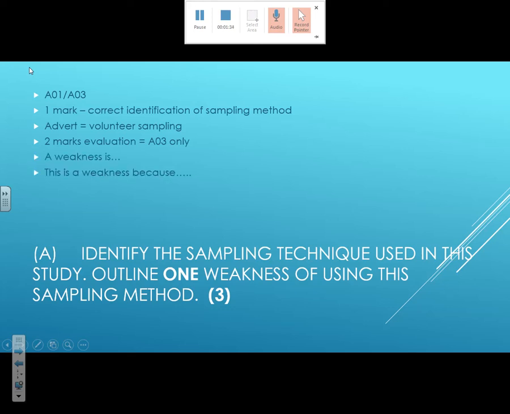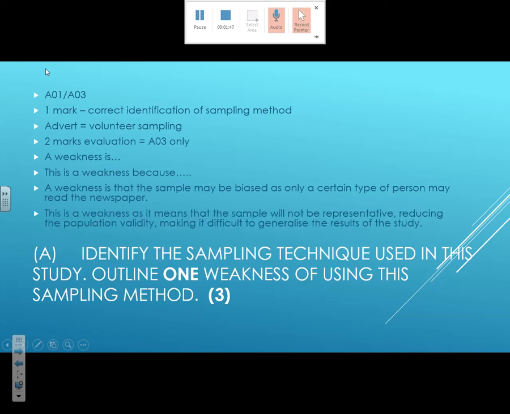So you'd say a weakness is, this is a weakness because. So a weakness is the sample may be biased, as only a certain type of person may read the newspaper that the person's advertised in. So think about that continuum we've looked at in class. And then this is a weakness as it means that the sample will not be representative, reducing the population validity, making it difficult to generalise the results of the study. And then I forgot to do this, you need to include, or ideally you want to include, the target population. So the sample is not representative because it's biased, reducing the population validity, making it difficult to generalise the results. And you could talk about volunteer bias here.